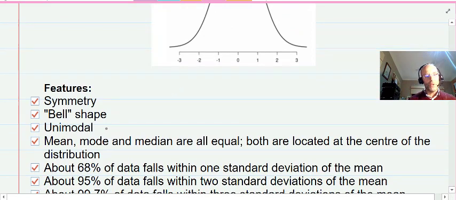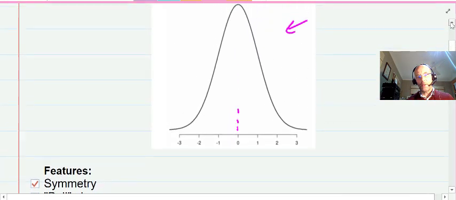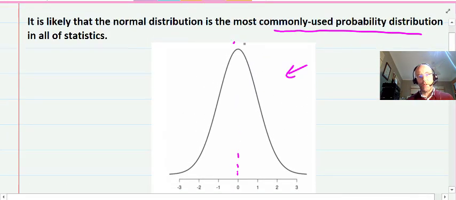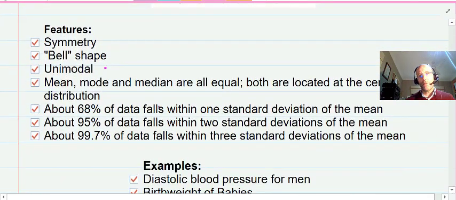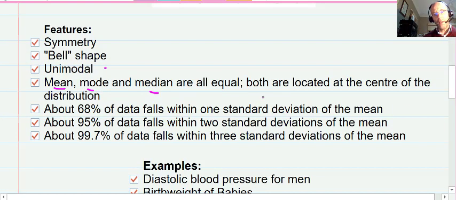Symmetry, bell-shaped, unimodal: it's got one mode and that's at the center. It's got one value that's the most common, and we'll get on to that too in the next couple of videos. We've got the mean, the median, and the mode. All of them are equal and they're all located at the center of that distribution, as we saw from the peak there.